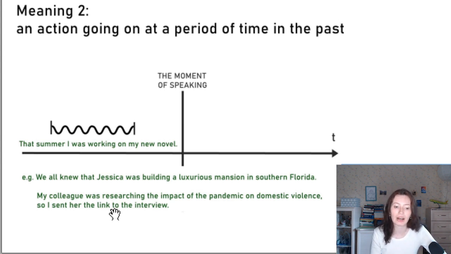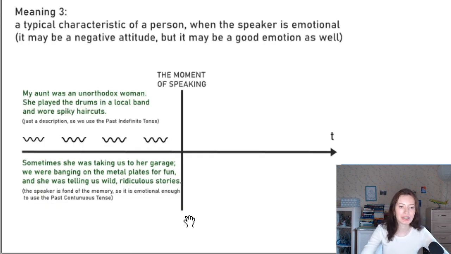So right now my colleague is researching the impact of the pandemic, but then many years later I'm going to tell about the situation, and then I'm going to use the past continuous. My colleague was researching the impact of the pandemic on domestic violence. So I sent her the link to the interview, for example.